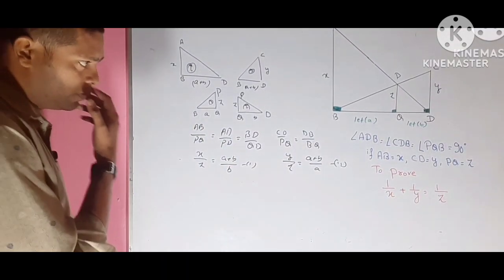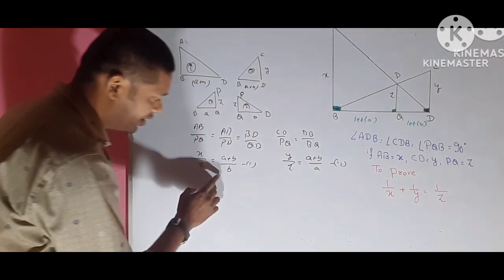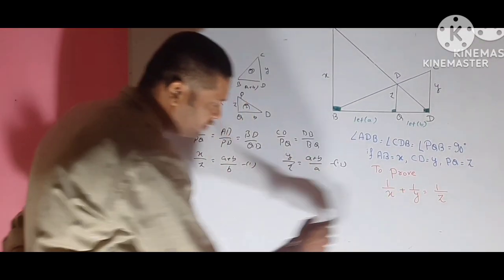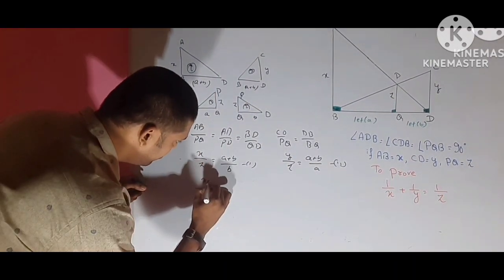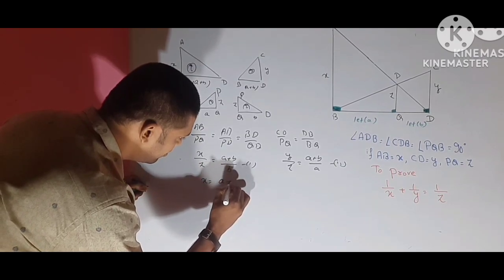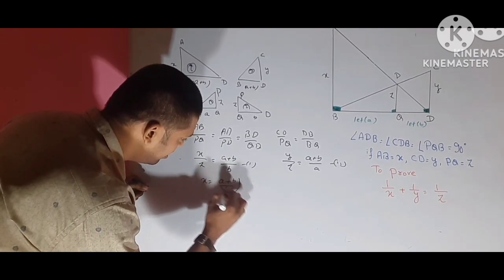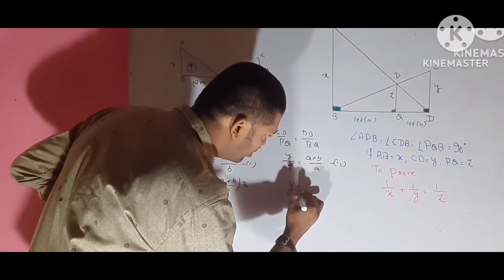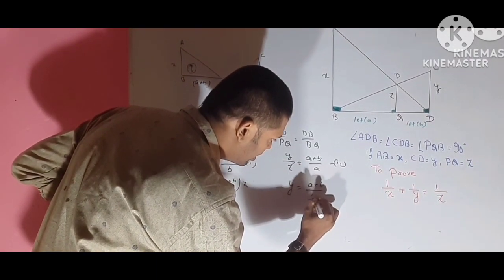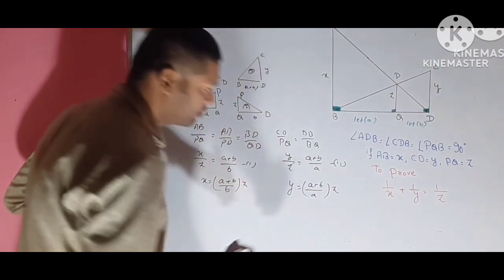So if I take out the x value from here and the y value from here, what am I going to get? Let me see. x will be how much according to this one? A plus B by B, and I have to multiply z. And the y value, if I take it out, A plus B by A, and z will be there. Like this only.